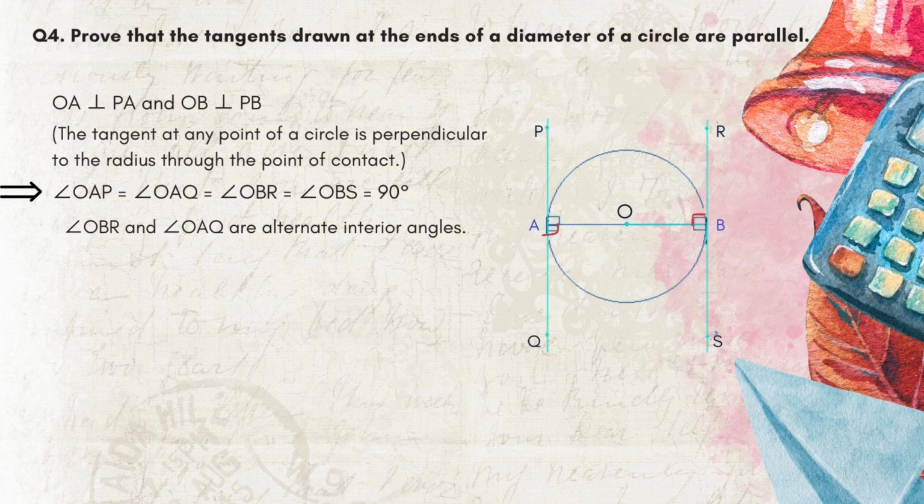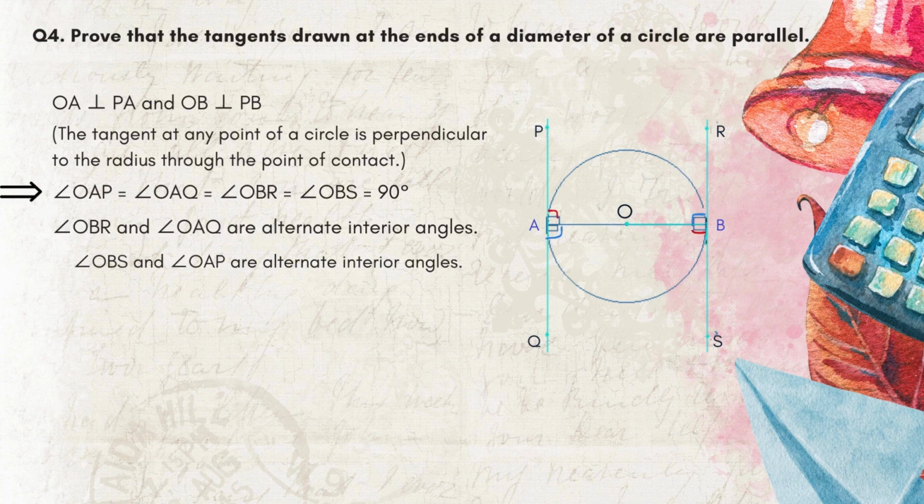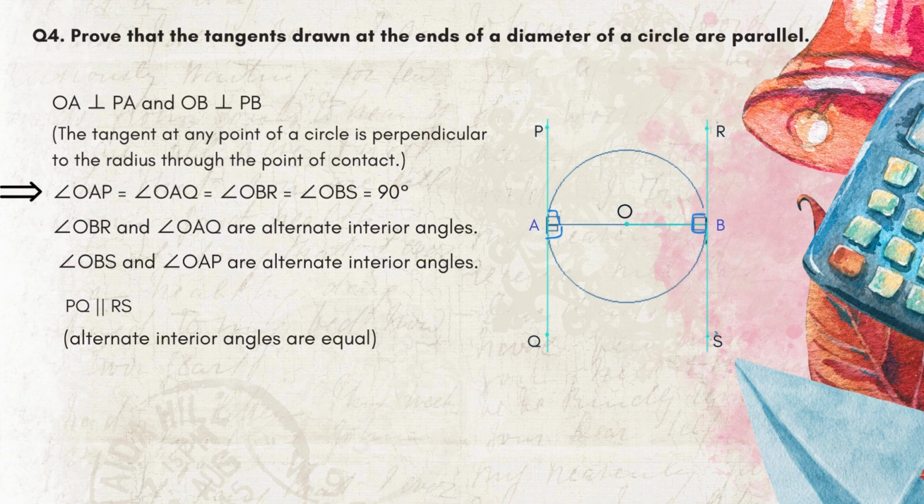Now angle OBR and angle OAQ, these are alternate interior angles. Similarly, angle OBS and angle OAP are alternate interior angles. Since alternate interior angles are equal, PQ is parallel to RS.